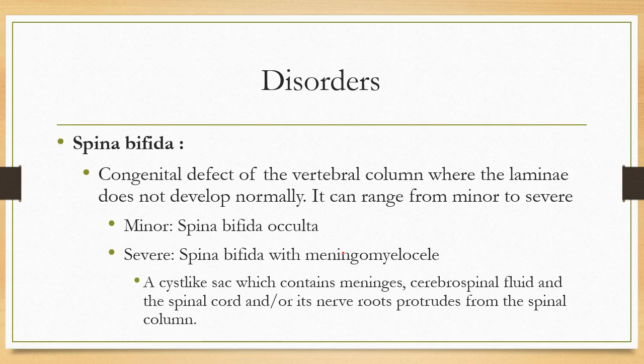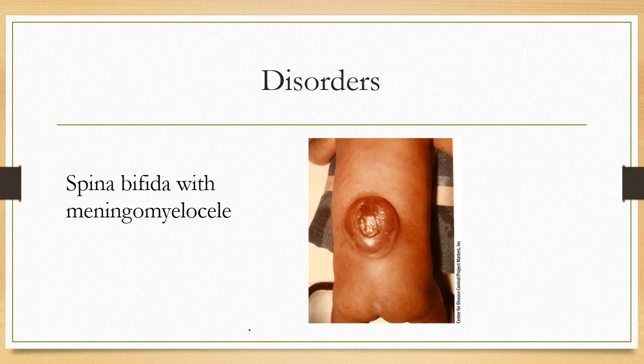Spina bifida. We have a minor, which is spina bifida occulta, severe spina bifida with meningomyelocele. This is when the cerebral spinal fluid and the meninges, along with the cord, are trying to protrude out of the spinal column. Such as this. And that is it for this slideshow.